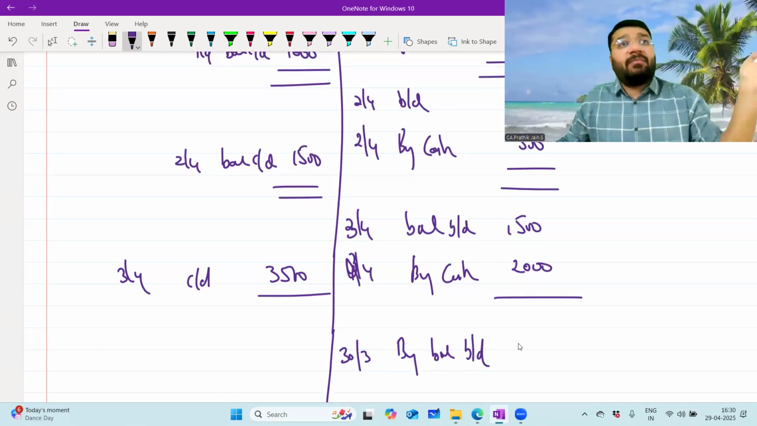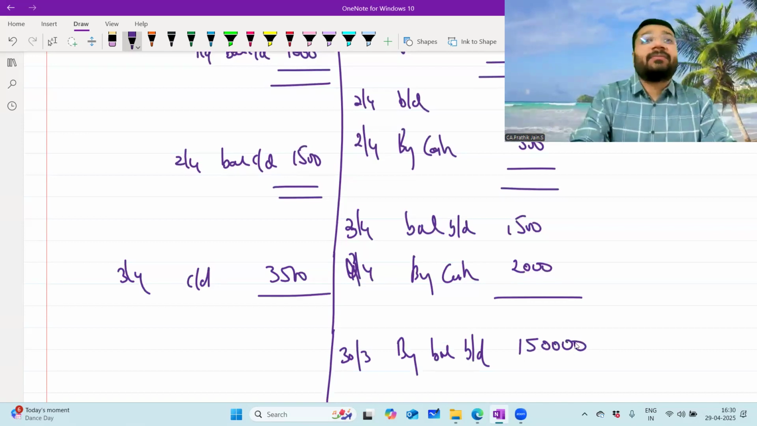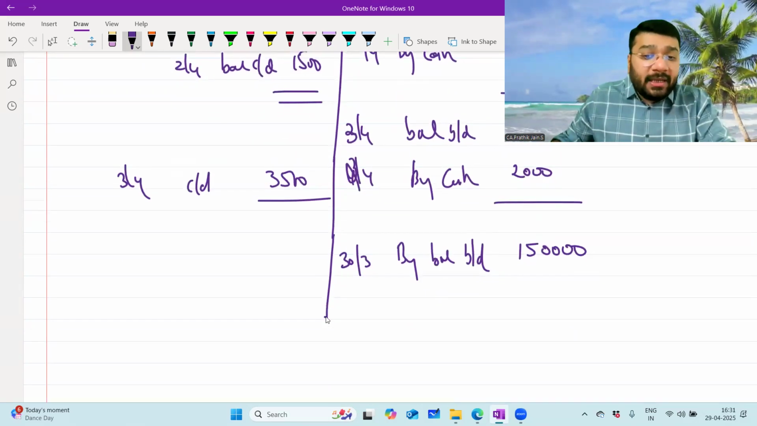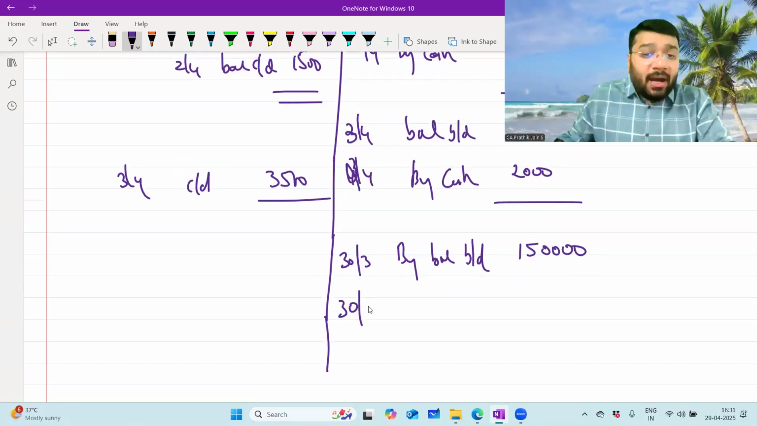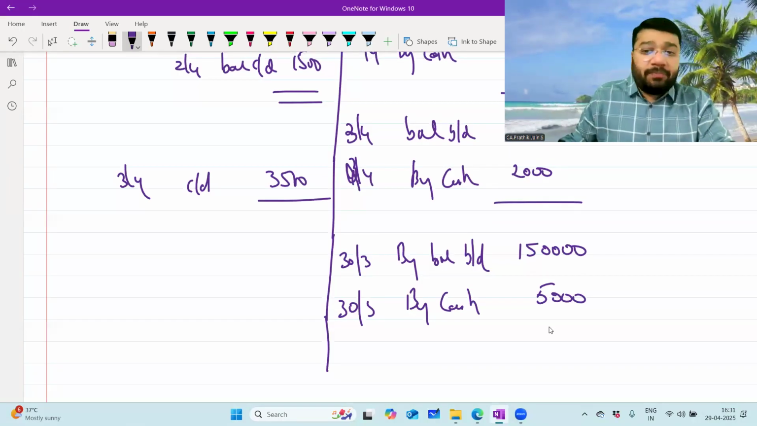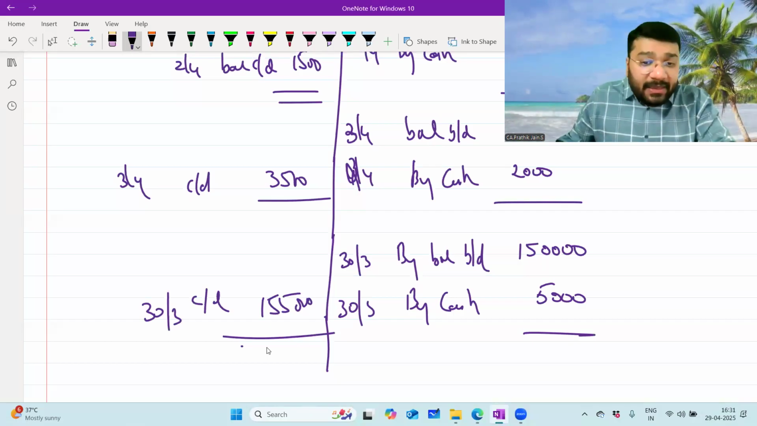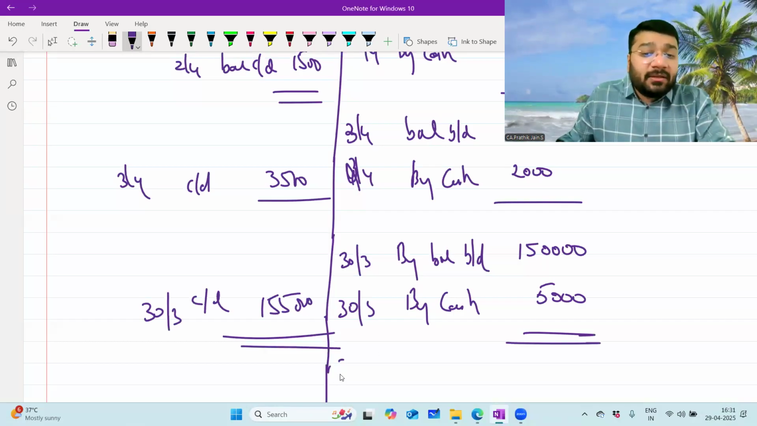Let's say all put together, from April to 30th March, it is 1,50,000 rupees total sales. Now on 30th March, I'm doing one more sale, by cash, this time 5,000 rupees. Now what is my balance carried down on 30th March? Balance carried down is 1,55,000. I will carry forward this to the next day, that is 31st March.